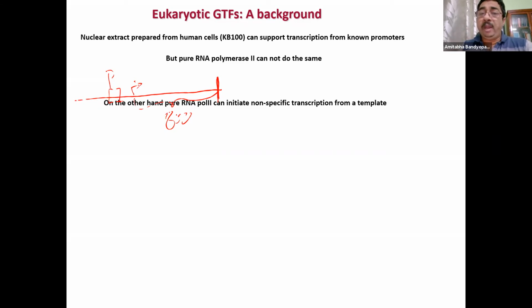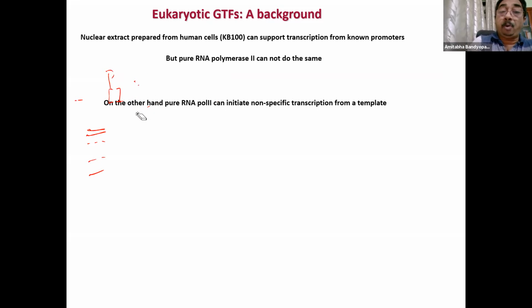If you take pure RNA polymerase II and a piece of double-stranded DNA that contains a promoter, then you will see that the product is of very light intensity and all kinds of sizes. So the conclusion is that pure RNA polymerase II cannot initiate transcription from the promoter, but it can initiate non-specific transcription from a template. Non-specific means it may be from the promoter, before the promoter, or after the promoter. There is no specificity in the transcription start site.